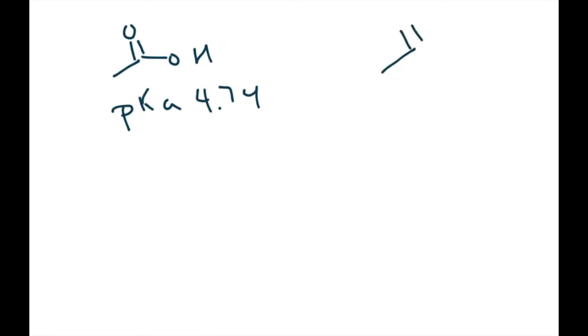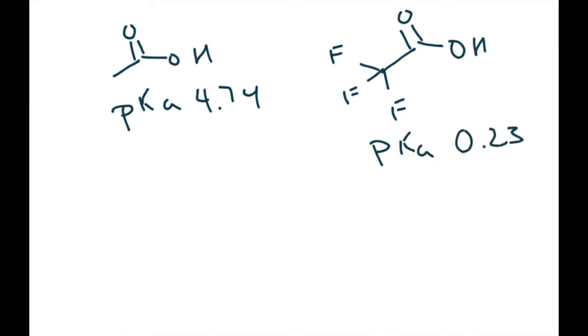To illustrate this, now I'm never going to make you memorize these numbers, but it's just a way to illustrate the impact that electron withdrawing groups can have on acidity. We can look at acetic acid, which has a pKa of 4.74. And then you can look at trifluoroacetic acid, which is the same thing, but the hydrogens on the alpha carbon have been replaced with fluorines. This has a pKa of 0.23.